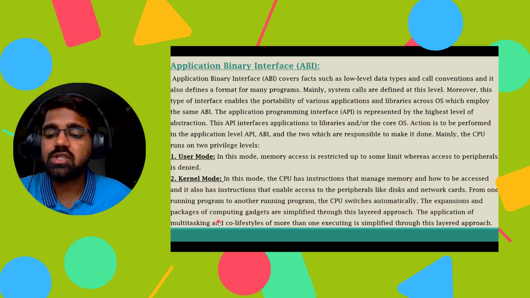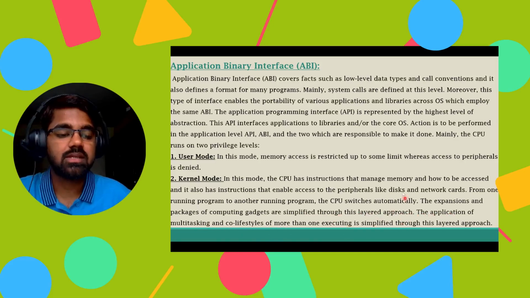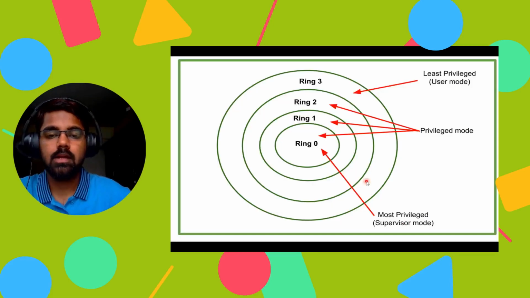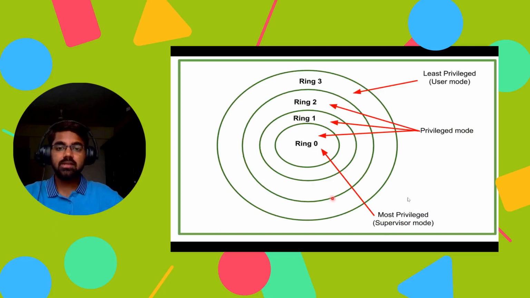The expansion and the packaging of computing gadgets are simplified through the layered approach. Multitasking and the coexistence of more than one executing program are also simplified through this layered approach. So this is the diagram for the ring structure, in which ring 3 is the least privileged, which can be used as user mode. Rings 0, 1, 2 can together be called privileged mode. And the first, ring 0, is the most privileged, the supervisor mode.